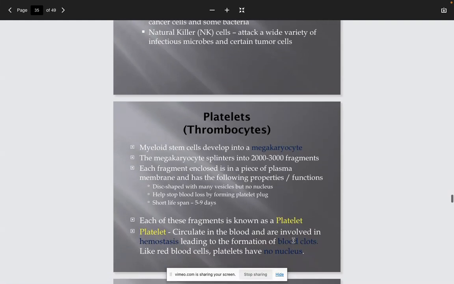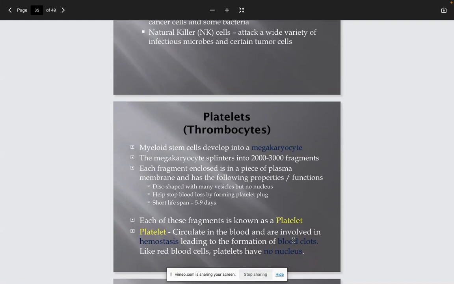Now we'll talk about something called platelets, or thrombocytes. That's another word for it. Platelets form, again, from the pluripotent stem cell through the myeloid lineage. If you can remember, the myeloid stem cells give rise to something called the megakaryocytes, and the megakaryocytes fragment into things called platelets. And platelets are responsible for blood clotting.